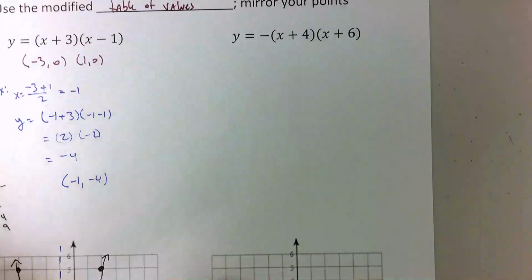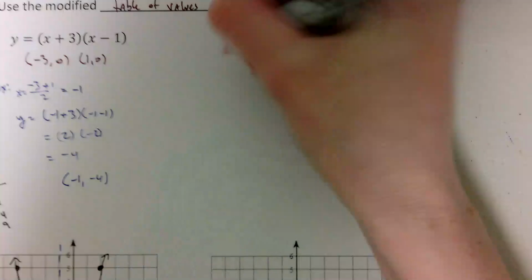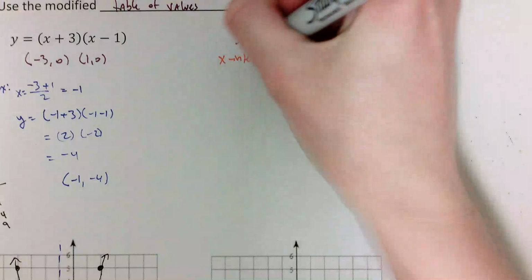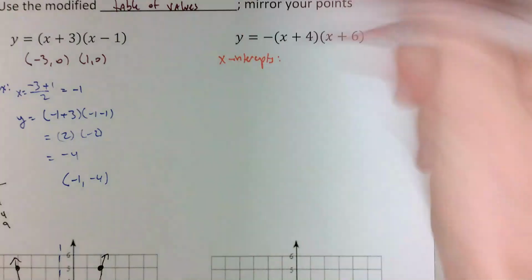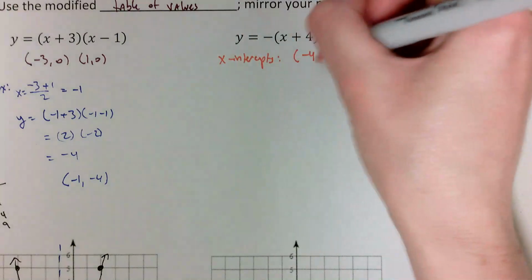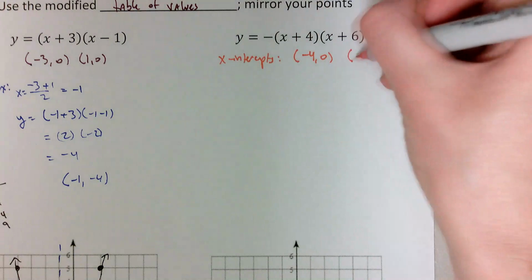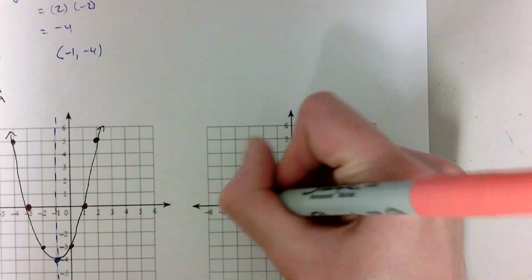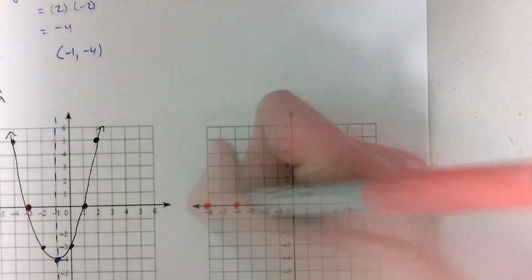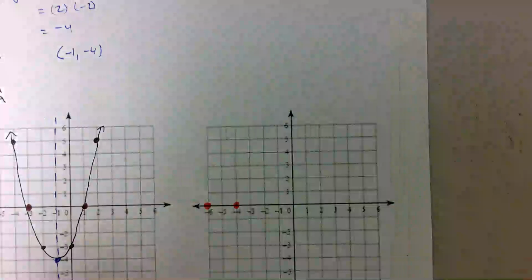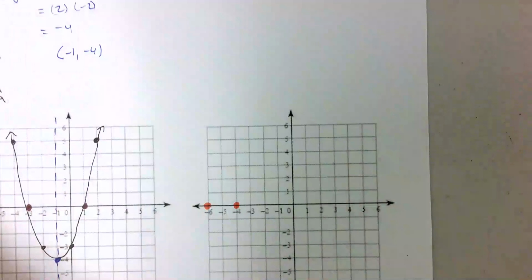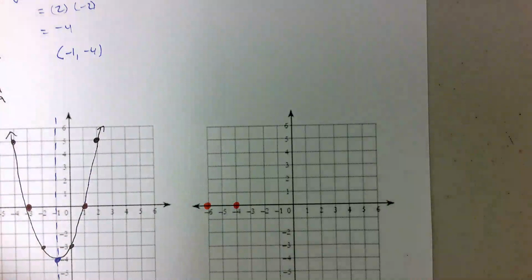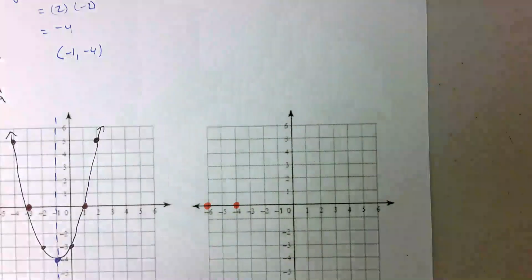So this guy, we're going to start the same way. I'm going to find my x-intercepts, right? And they're going to be backwards of what they look like. So -4, 0 and -6, 0. And then I'm going to come down here and plot those. Here's -4, 0. There's -6, 0. Cool. So next step is I need to find my vertex, right? And again, 2 ways you can do that.